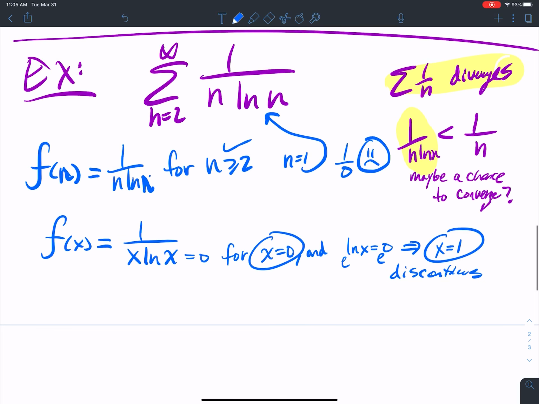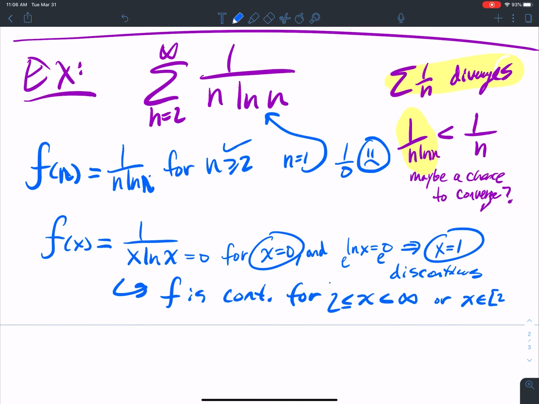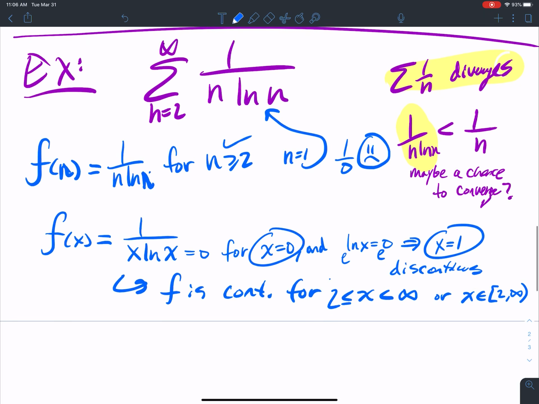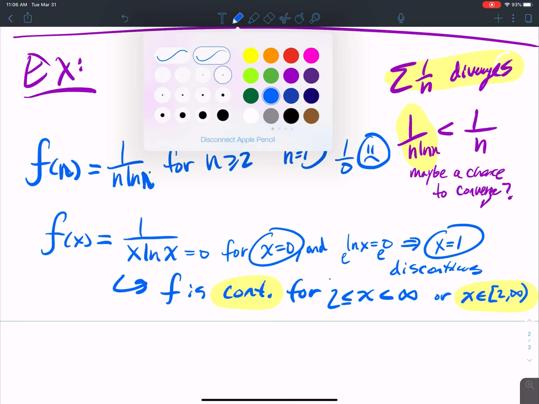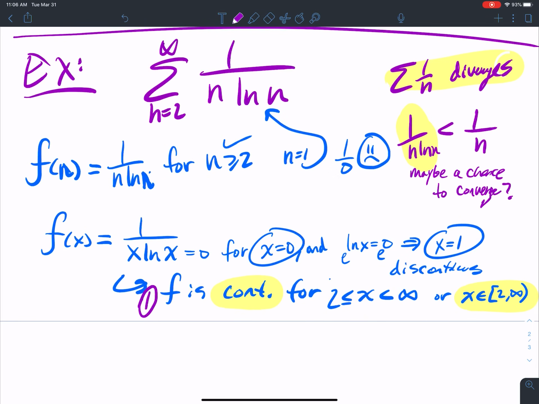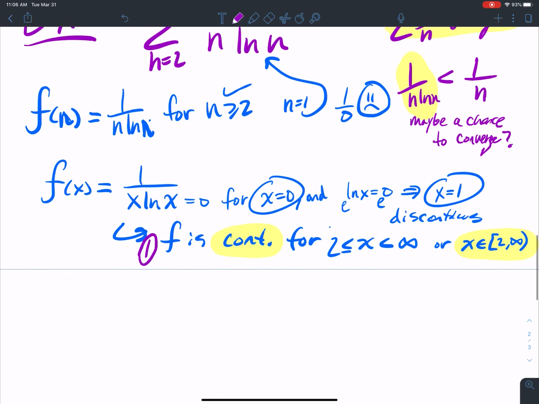So that means that f is continuous for x between 2 and infinity, or you can write x is in 2 to infinity. Either one. Continuous, x to infinity. So that's the first thing. This is what I'm looking for on your exam. I'm looking for you to tell me each part. So that's number 1.